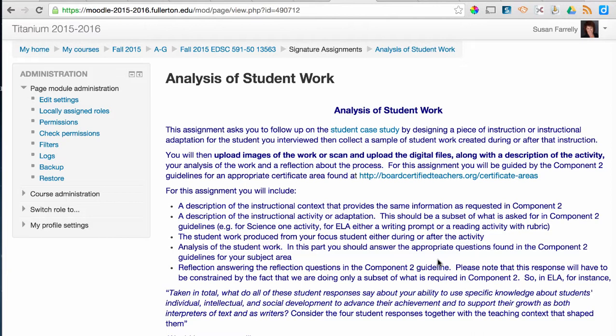And in this reflection, you answer the questions or a subset of the questions that you find in the Component 2 guideline. Now, this is a greatly pared down version of Component 2. In Component 2, you're asked to analyze multiple students' works, multiple activities. This is one instructional activity and one student. But we can still use the questions that are produced in the guidelines to guide our analysis and reflection.